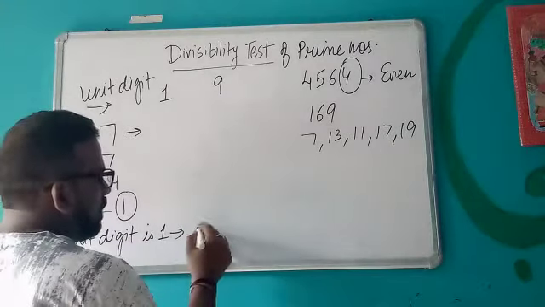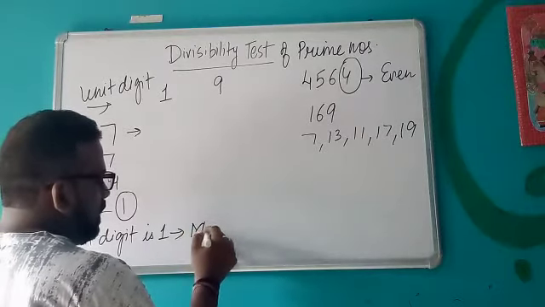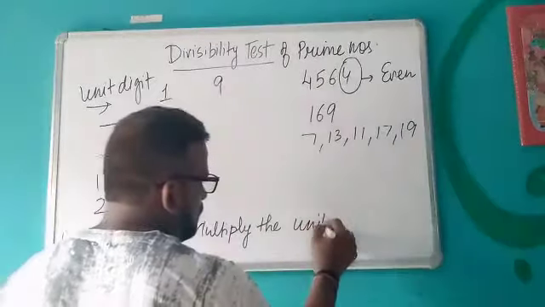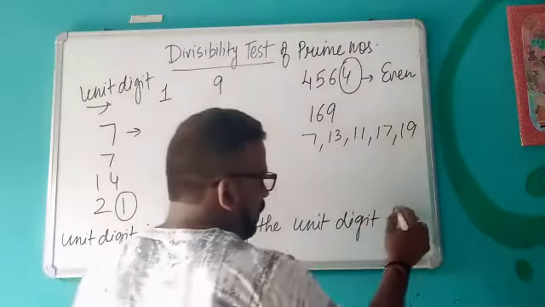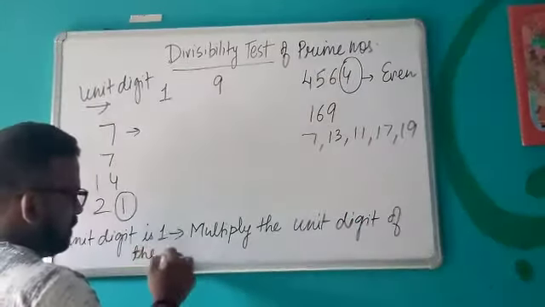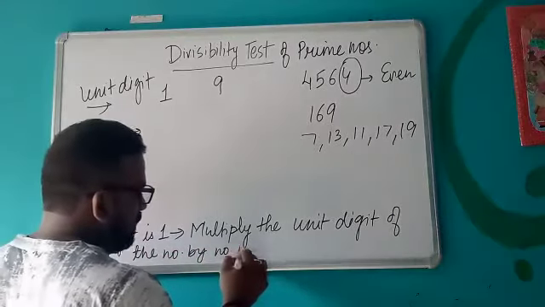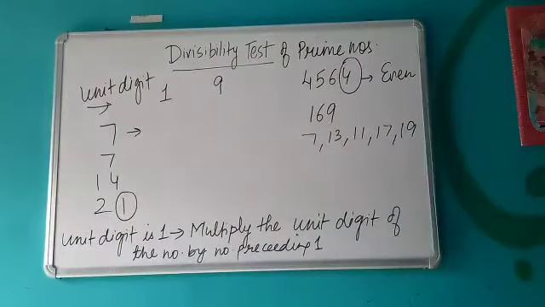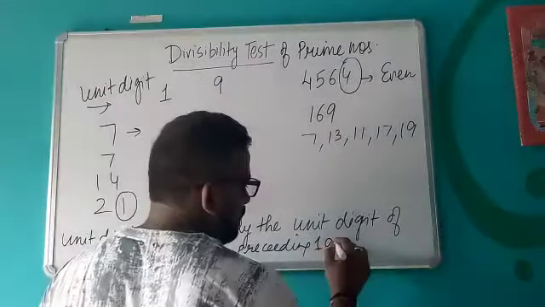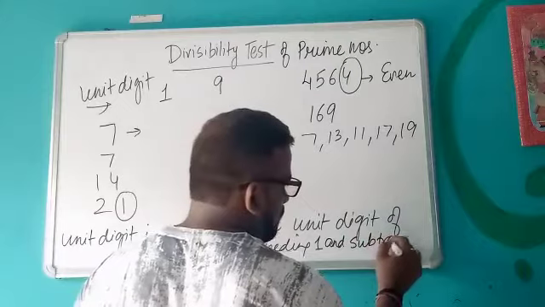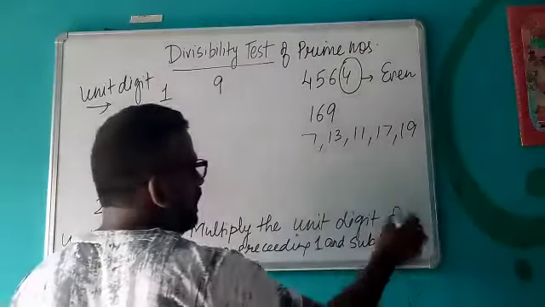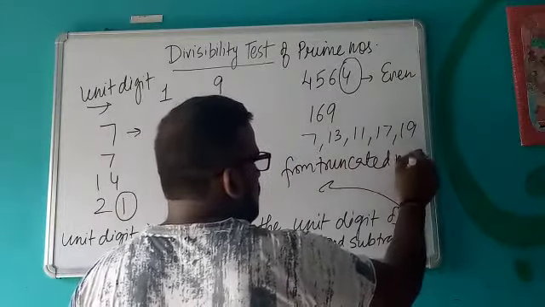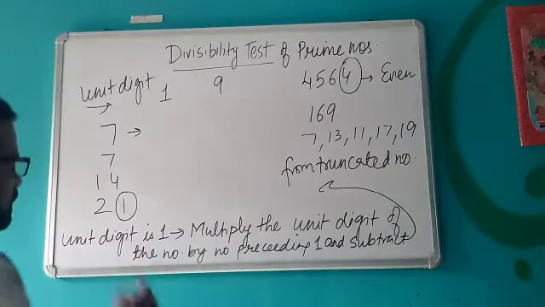We will multiply the unit digit of the number by the number preceding 1, and subtract it from the truncated number. So this is the concept when the unit digit is 1.